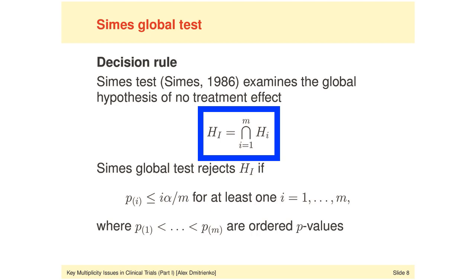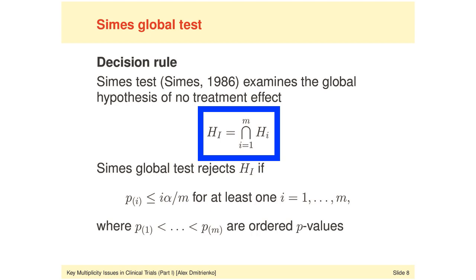H sub I is defined as the intersection of the individual null hypotheses. For example, just to help me illustrate this concept of a global null hypothesis, let us suppose that in a clinical trial with multiple dose placebo comparisons, for example, in the type 2 diabetes clinical trial, which was used in example 4, the global null hypothesis will be associated with the question, is there a drug effect at any dose? And the Simes procedure can be used to answer this question. But this global test will not tell us which individual dose of this novel treatment is in fact effective.